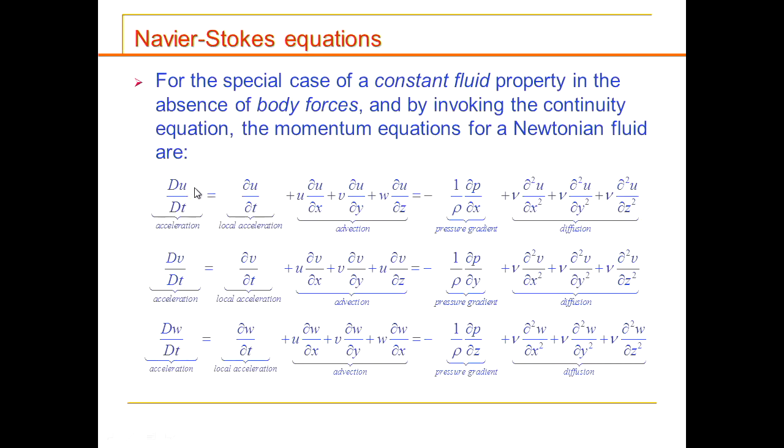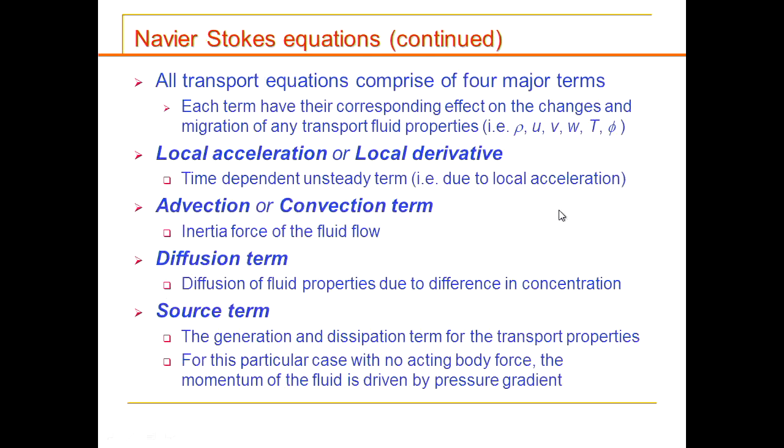This you can ignore because we are not dealing with particles. So we have the local acceleration, the advection. This is actually the source term, but here there's no other source term other than the pressure gradient itself. So I put pressure gradient here. So here's your diffusion term. What do they actually mean?